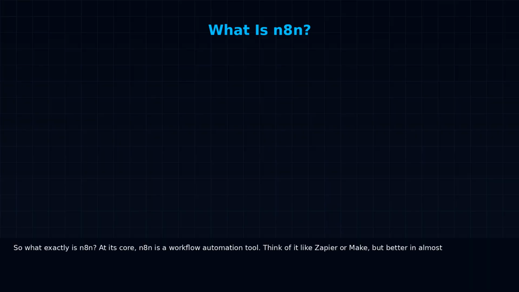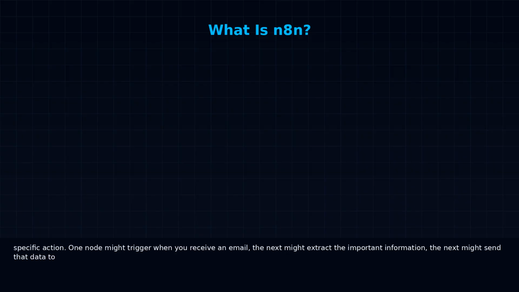So what exactly is n8n? At its core, n8n is a workflow automation tool. Think of it like Zapier or Make, but better in almost every way that matters. It uses a visual, node-based editor where you drag and drop blocks to create automations. Each block, or node, performs a specific action. One node might trigger when you receive an email, the next might extract the important information, the next might send that data to a spreadsheet, and the next might post a notification in Slack.